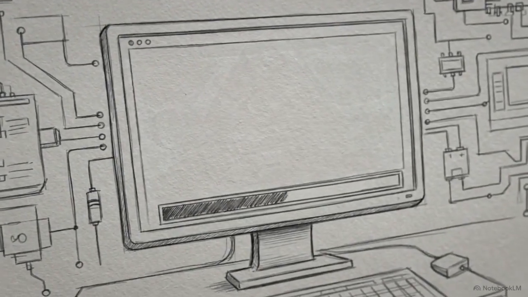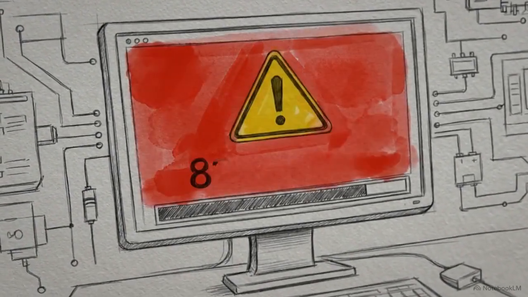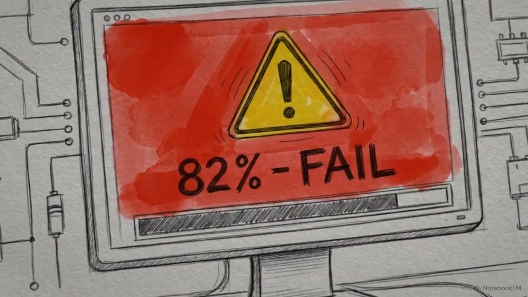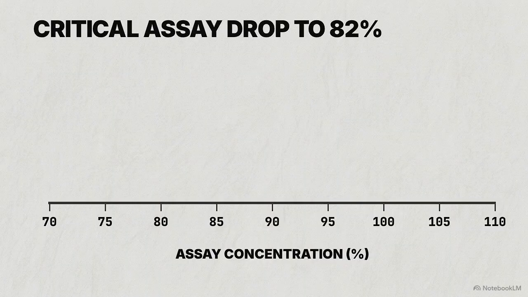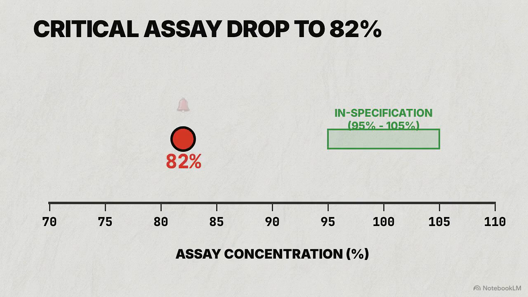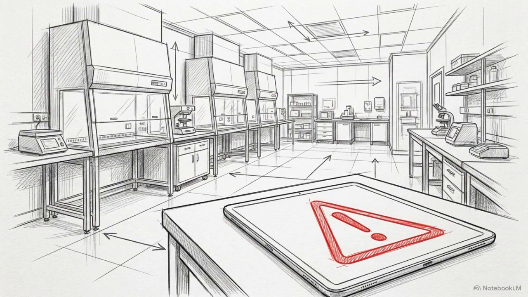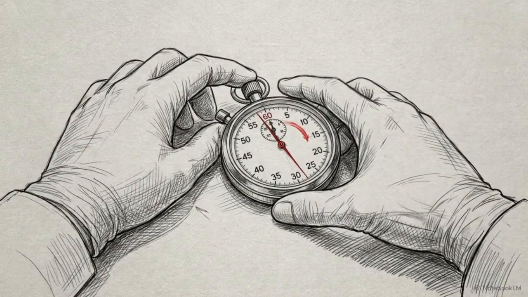You run the sample, wait for the sequence to finish, and look up to see the monitor flashing a harsh red 82% fail, when the strict requirement is a tight 95 to 105% and 82 is an immediate red alert. In pharmaceutical manufacturing, this is known as an out-of-specification result, or OOS. The moment it happens, the clock starts ticking.